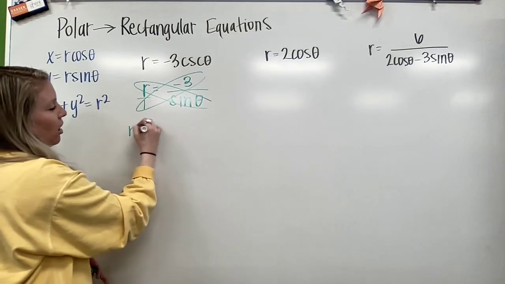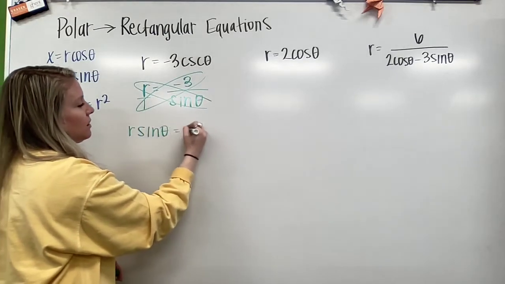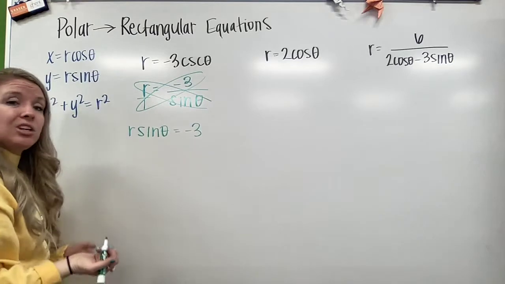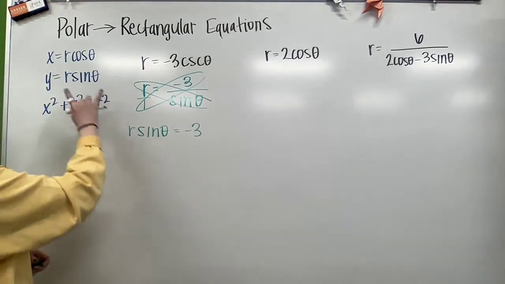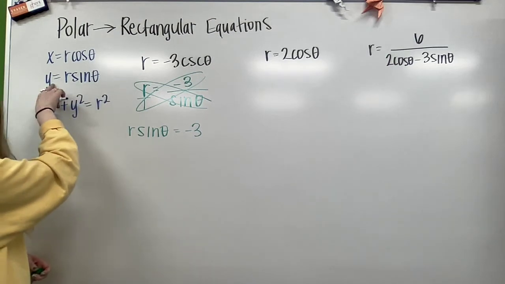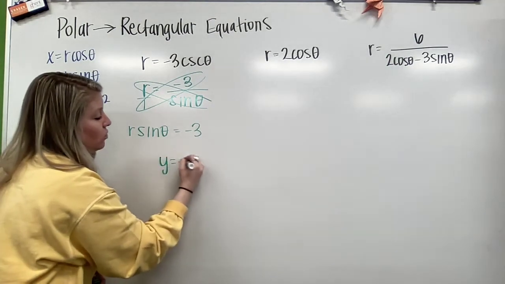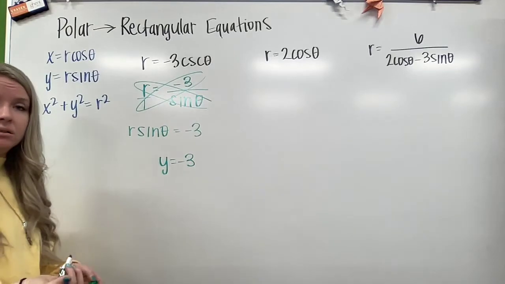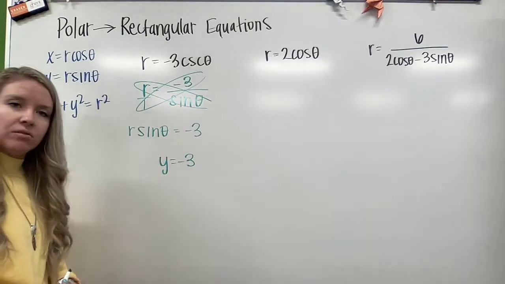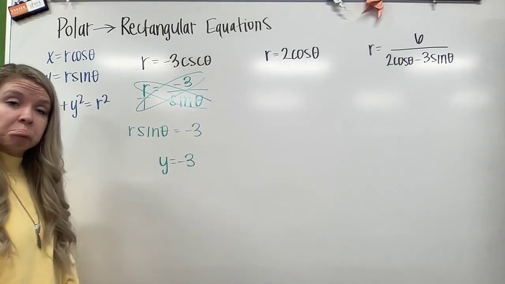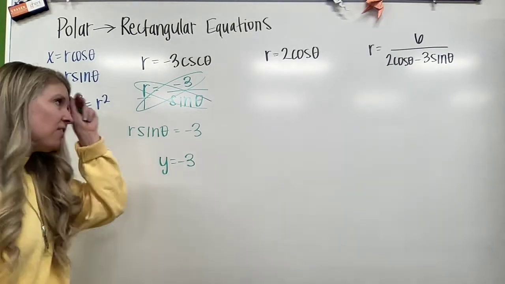So I end up getting r times the sine of theta equals -3. You can see why I'd want to do that because I know that r sine theta is y. So this just translates to y equals -3. This is just a horizontal line at -3. That's it. Okay. Not too bad on that one.